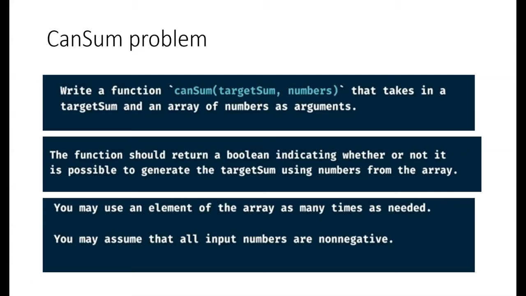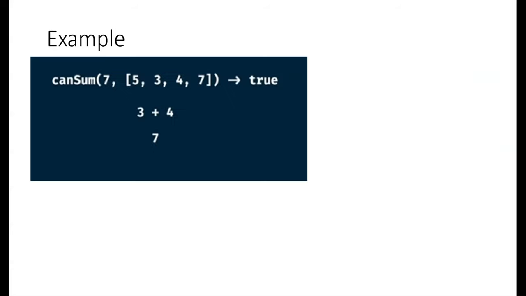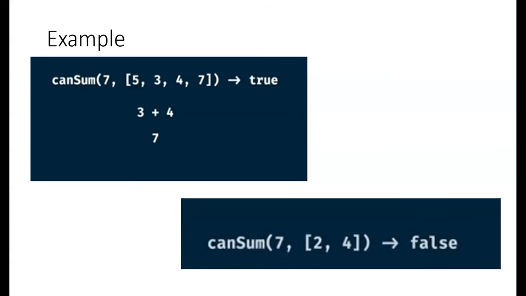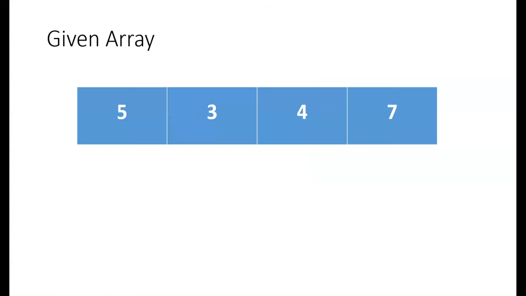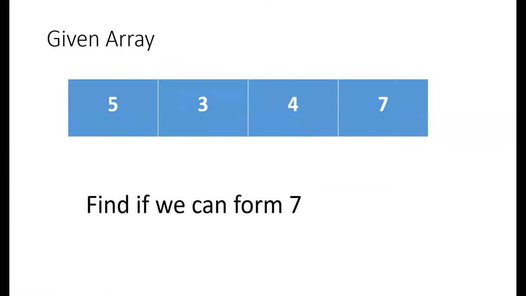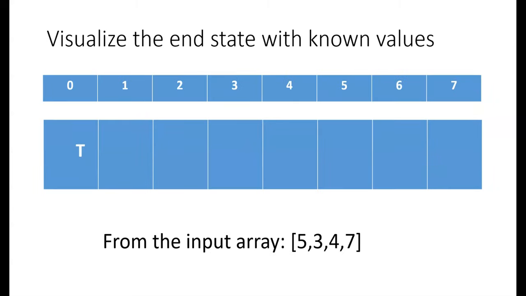So let's look at the examples to understand this question even more in detail. First one, 7. Can you form 7 using 5, 3, 4 and 7? Yes, it is true because there are 3 solutions: 3 and 4, and 7. Can you form 7 with 2 and 4? No, you cannot form it. It is false, right? So the given array is 5, 3, 4, 7, and we are asked to find out if we can form the value 7.